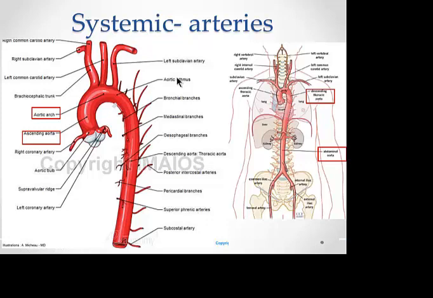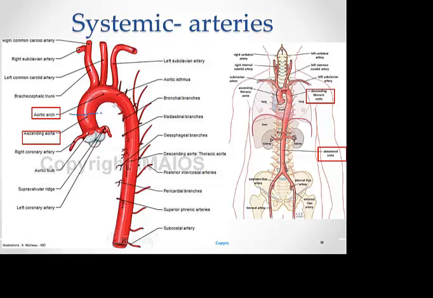For the arteries, now we're going to look at them separately. So let us look at systemic arteries all the way down. We begin with the heart, so the left ventricle. The left ventricle gives off the aorta, and the aorta has 3 parts to it.